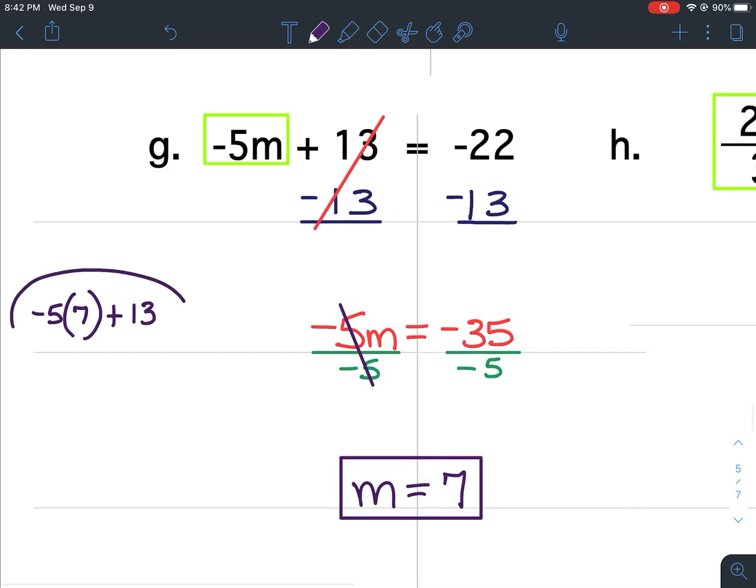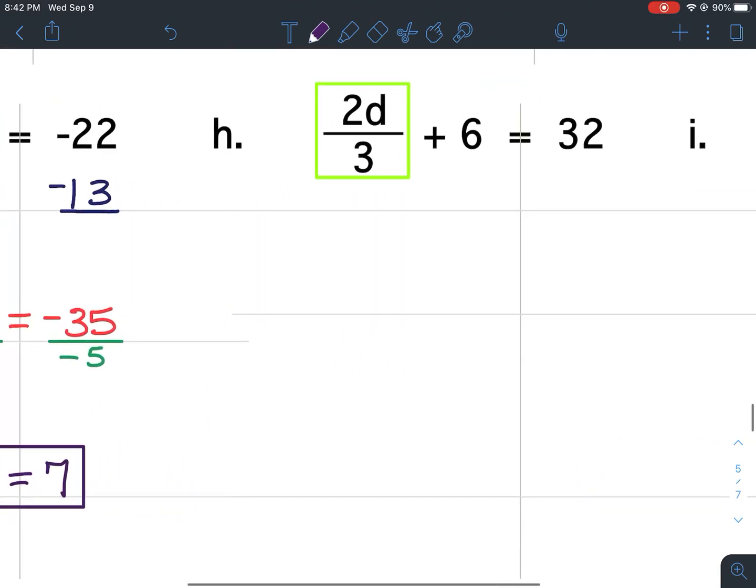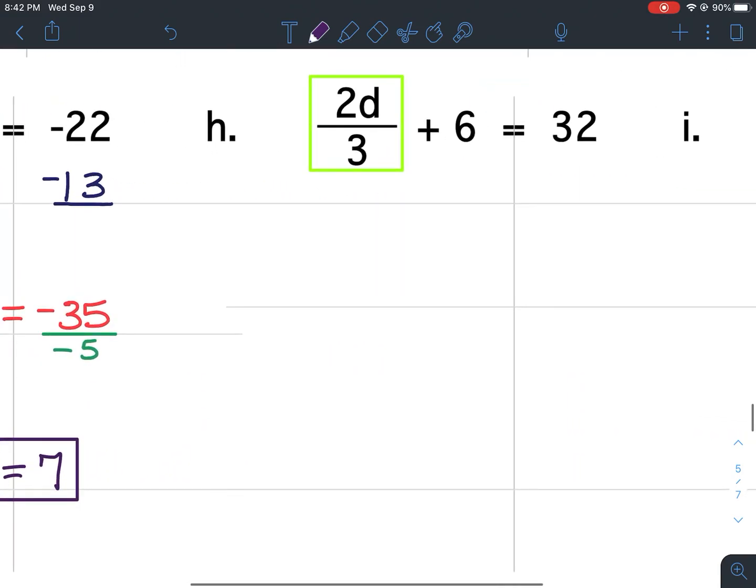Again, you would not have to write that down. I'm just showing you how you would type it into your calculator. You might want to write it on your notes, but you don't have to write it on your homework. All right, for H, I box my variable term. I need to get rid of the 6 first and then the 2/3. So the inverse to positive 6 would be negative 6. So I'm going to subtract 6 from both sides.